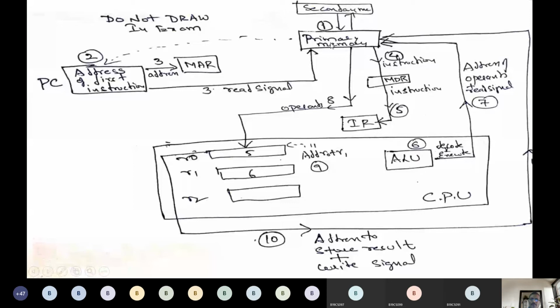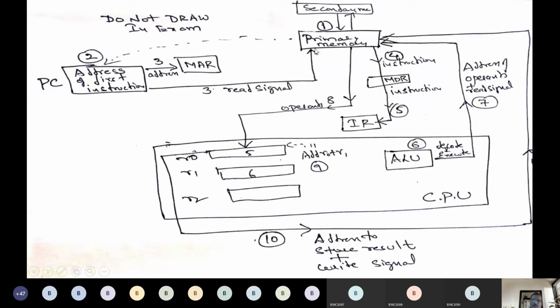In response, primary memory responds with the operands, the A and B values. Those A and B values are copied into general purpose registers R0 and next R1, 5 and 6. Now the ALU will process the data. It has operand values 5 and 6, so it adds 5 plus 6, and the 11 is stored in R0 itself. R0 now contains 11. 5 is replaced by 11.